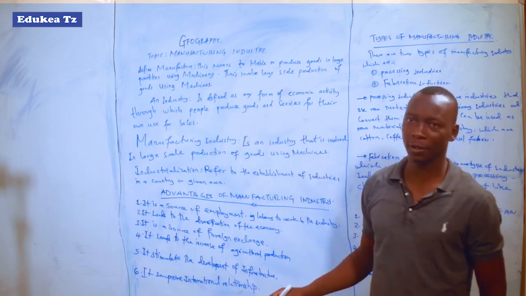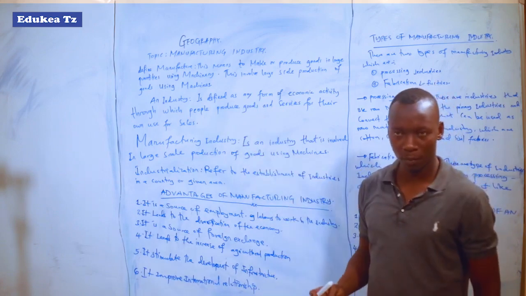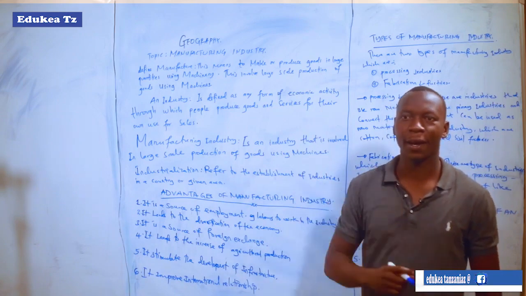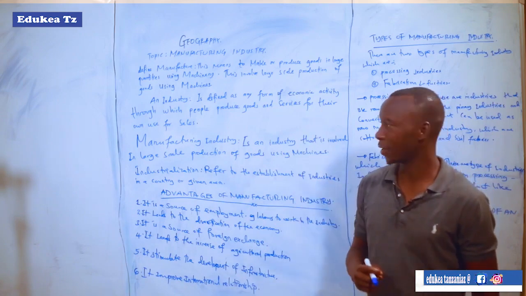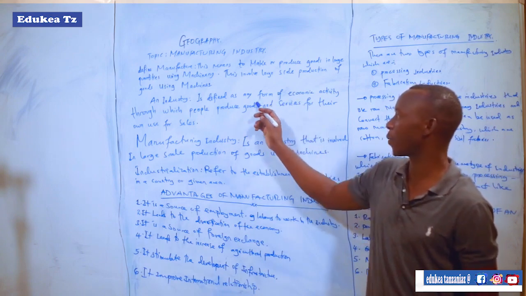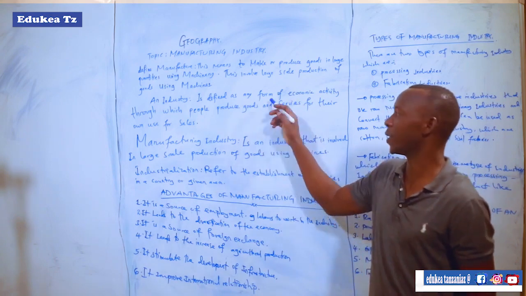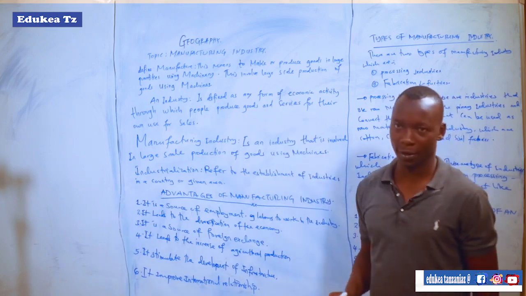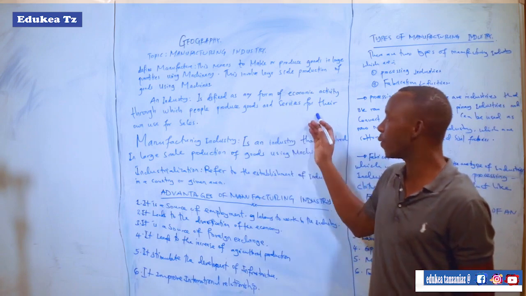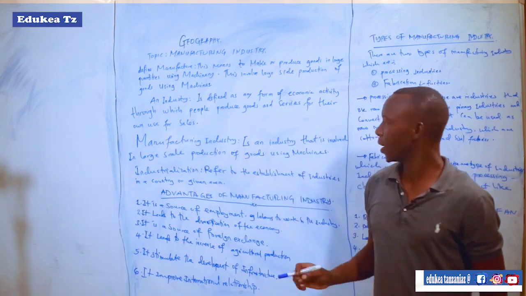Those goods are like clothes, water, and the other things that can be produced in the industry. And the services, this is after the production of these goods, now you get services of those products from the industry. That is what we call services. For their own use or for sale.